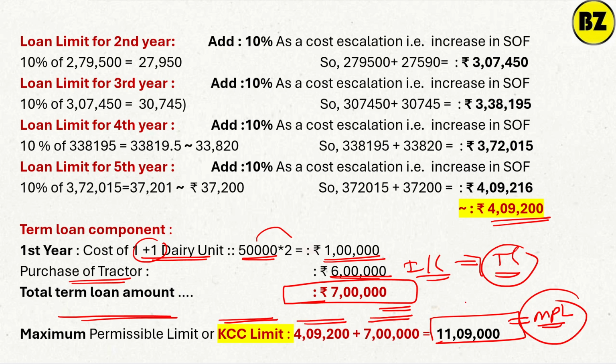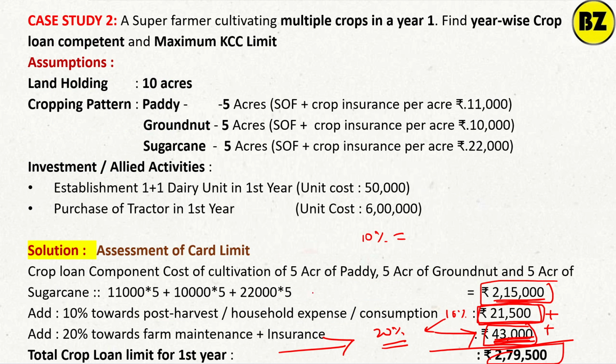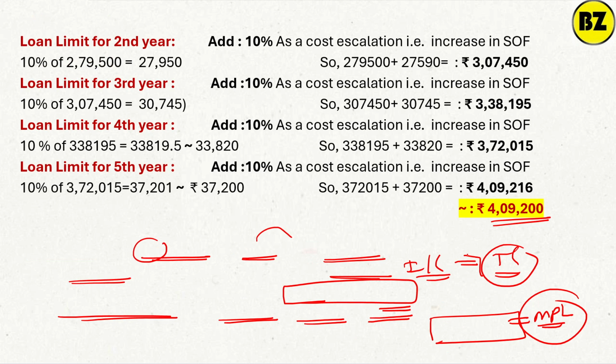In this way you have to solve. This is very easy, right? First you find the amount as per the scale of finance, simply add 10%, simply add 20%. Once you get it for the first year, for the second year and third year, you have to add 10% respectively as a cost of escalation or increase in the scale of finance.